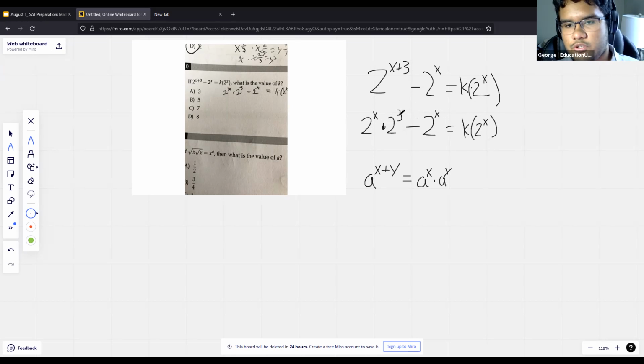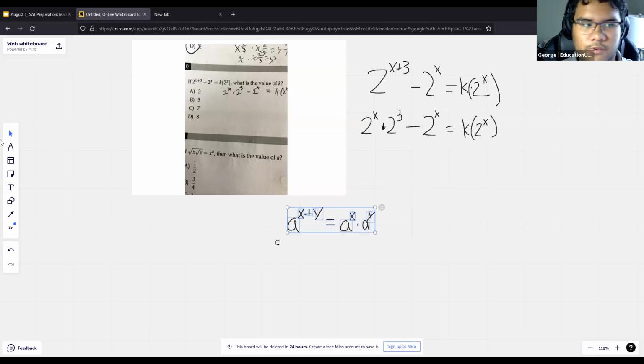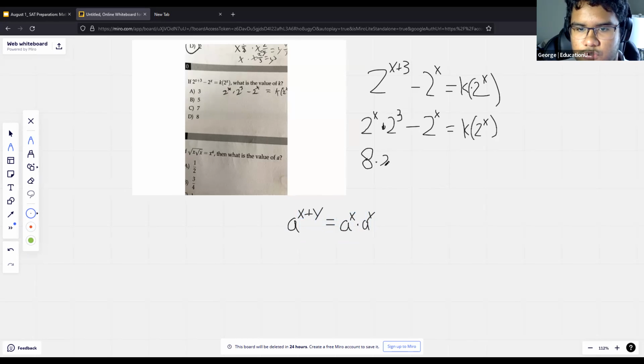Now 2 to the third power, if you evaluate it, maybe you can already see that it just equals 8. So what you end up seeing here is that since this is 8, what you have essentially is 8 times 2 to the x minus 2 to the x equals k times 2 to the x.